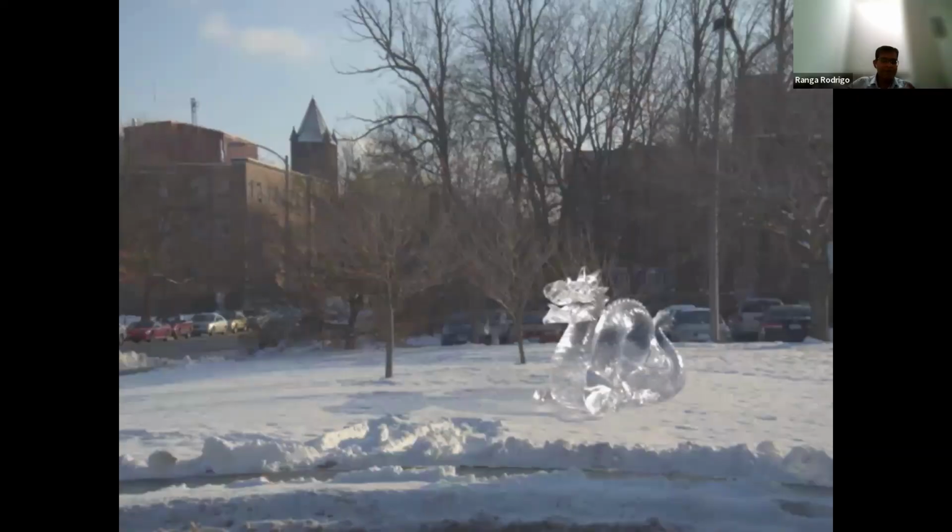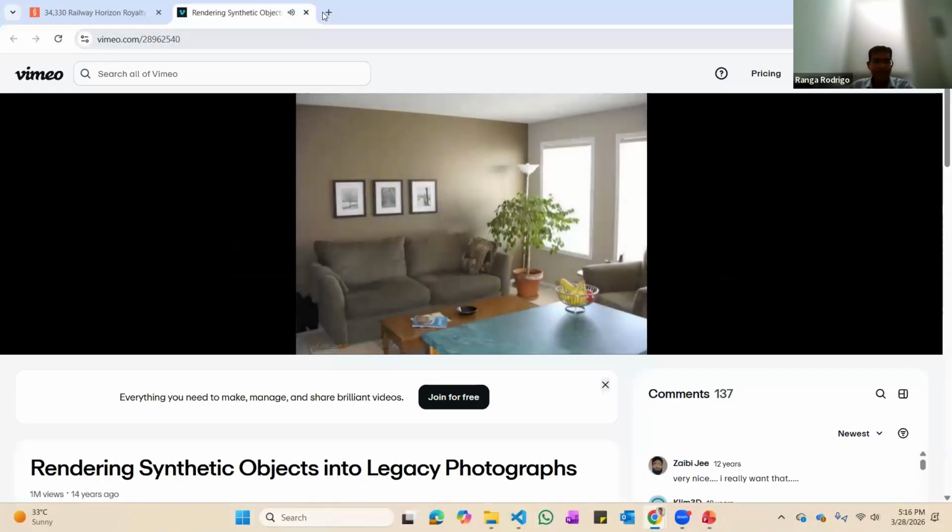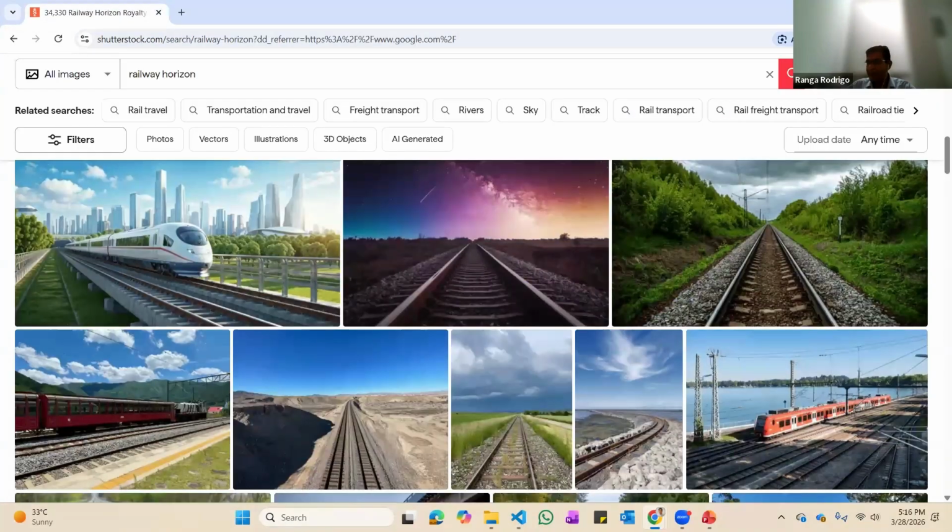So you can see they are able to insert 3D objects and so on because they estimated the scene geometry. Yeah, you can have a look at it. I will upload the slides.